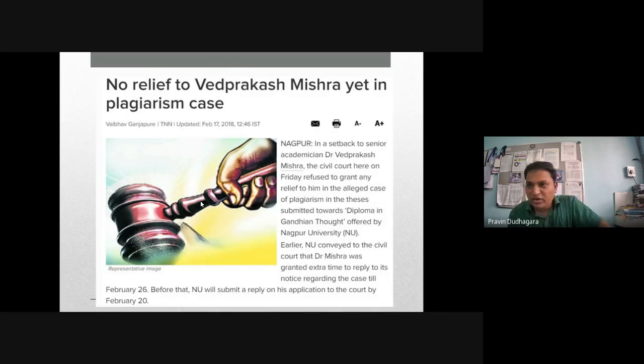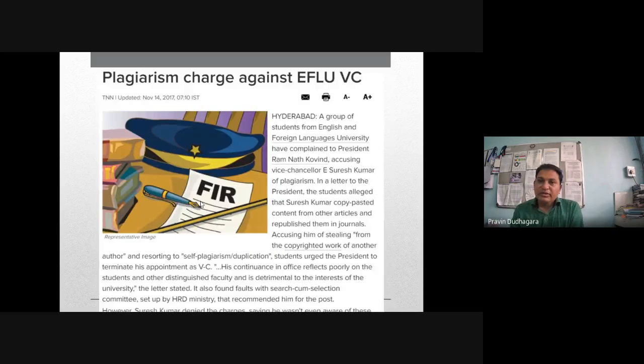In Nagpur, the civil court on Friday refused to grant any relief to Dr. Ved Prakash Misra in an alleged case of plagiarism in the thesis submitted towards the diploma in Gandhian thoughts. But this is again an example from February 2018. The third one is the plagiarism charge against the Vice Chancellor of the English and Foreign Languages University, Hyderabad. That Vice Chancellor is Suresh Kumar.